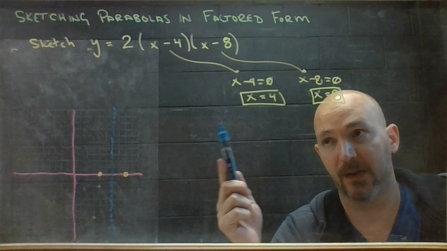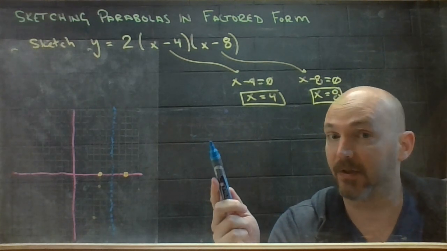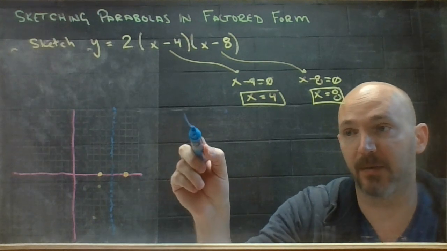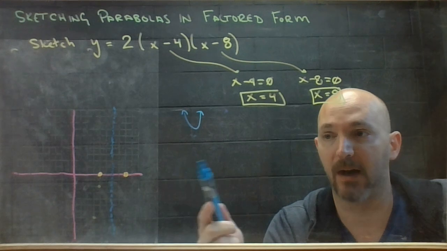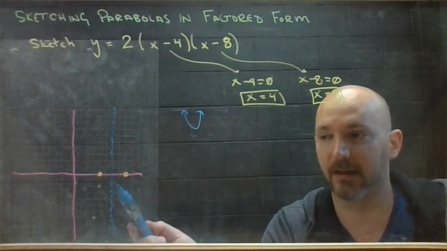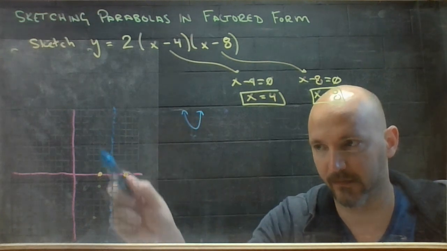Okay, now I'm ready to think about this 2. First off, it's a positive 2, so the parabola is going to open this way. It's a smiley parabola, not a frowny one. So I will be counting up from the count line. The vertex has to be down here somewhere in order to get that kind of shape.